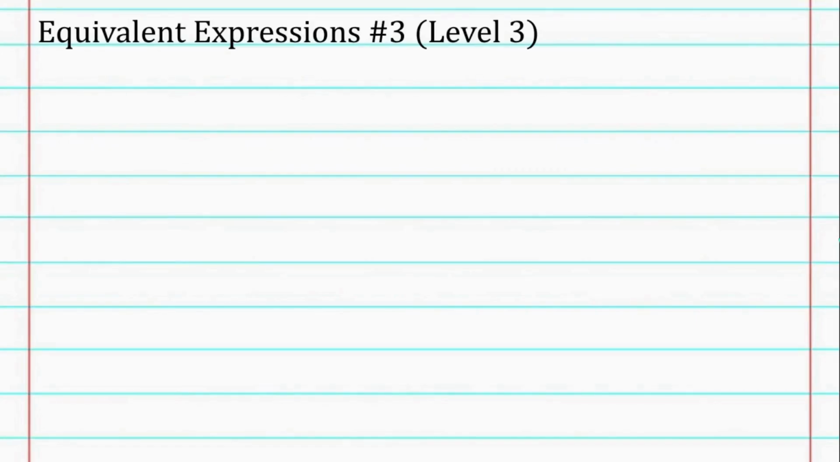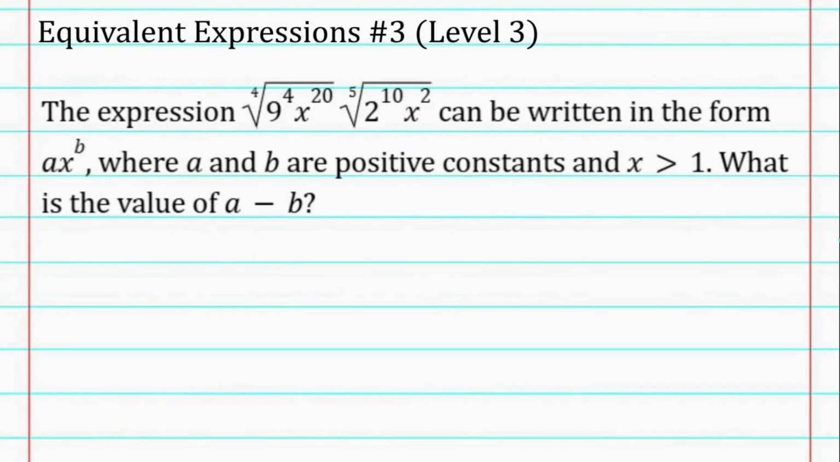Today, we're going to look at a problem involving equivalent expressions. This is a tough one. The expression that can be written in the form a times x to the b, where a and b are positive constants and x is greater than 1. What is the value of a minus b? There are no options A through D for this problem.